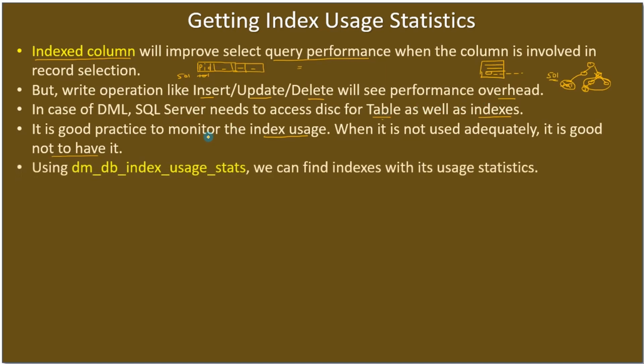All right, previously we talked about one of the database maintenance views. Here there is one more dictionary view, it is DB index usage stats. Using this, we can find indexes with their usage statistics. Previously, we used the table valued function to retrieve the fragmentation percentage, but this view, DB index usage stats, will give you the index usage statistics.